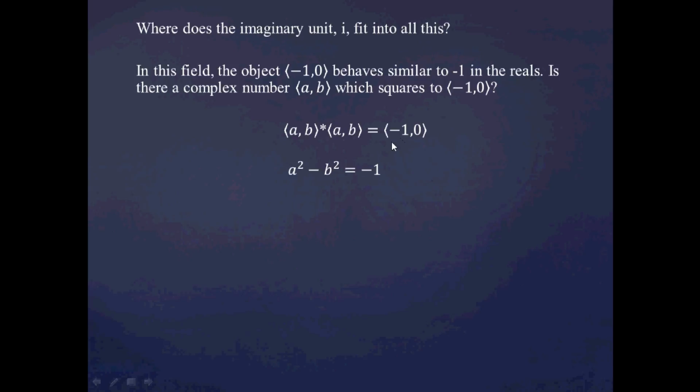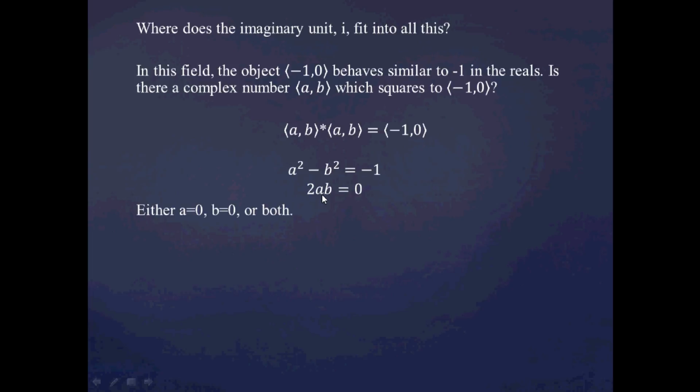So let's just solve that. Again, we just apply the definition for multiplication. I get a squared here minus b times b, or b squared. So I get a squared minus b squared equals minus 1. And then for the second component, I get a times b plus b times a gives me 0. So I have the second equation, 2ab equals 0. So again, I'm looking to solve this system. Here it's not a linear system, but we can still solve the system for a and b.